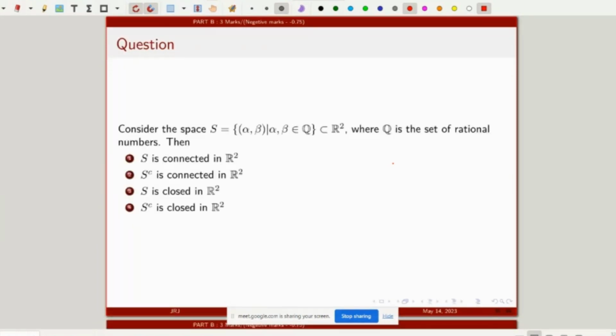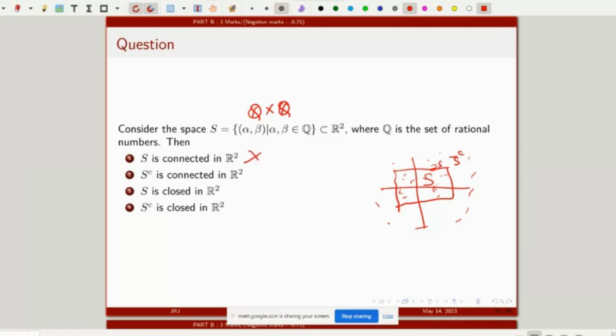Now consider the space S equal to the set of pairs alpha, beta where alpha, beta belong to Q. That is Q cross Q. Now, is Q cross Q connected in R2? We have done this before. We were able to produce a disconnection, like taking a rectangle with root 2. Inside and outside, this rectangle I called S, and this boundary, this is S closure complement. So we were able to produce a disconnection for Q cross Q. So it is not connected.